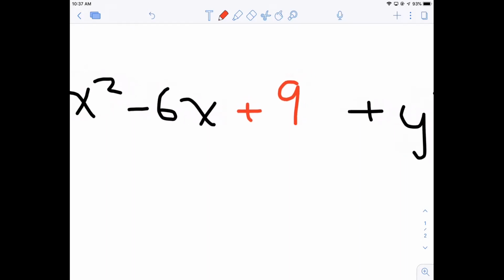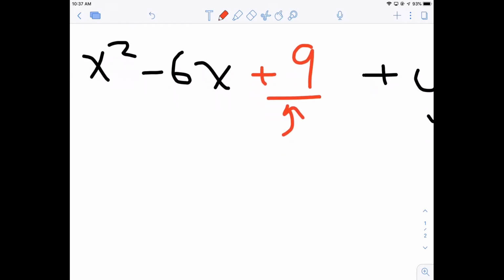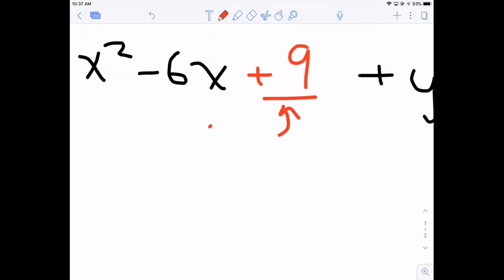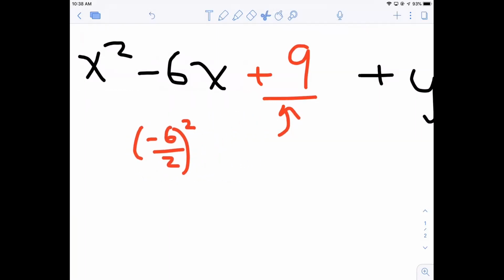So how do we get this 9? Well, you might remember the trick that we add half of this middle value, which is the -6. So we're going to take -6, divide it by 2, and then square it to get the number that we add to complete the square. If I write this out for the very first one, -6 over 2 is -3, and -3 squared is 9.